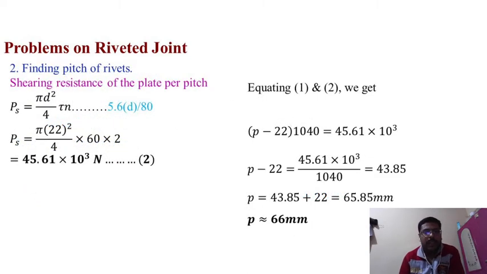Then finding the pitch of the rivets. Again, the shearing resistance of the plate per pitch, PS, is equal to pi by 4 d square tau into n. This is equation 5.6d, available in the data handbook, page number 80. Then PS, the shearing resistance, is equal to pi divided by 4 into d square, where small d is equal to 22, into shear stress equal to 60, into n, where n is the number of rivets, n equal to 2.